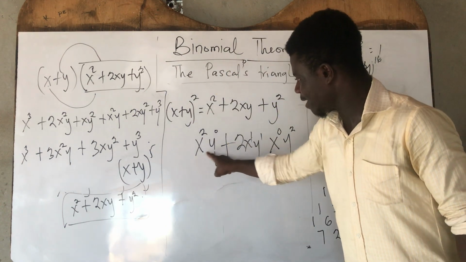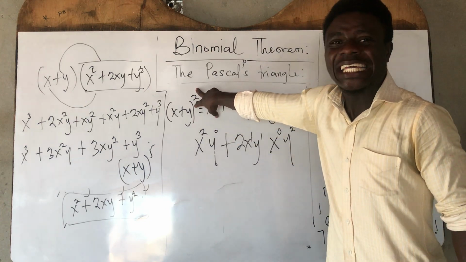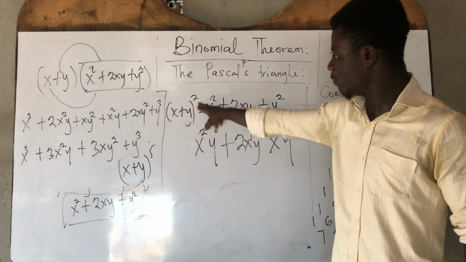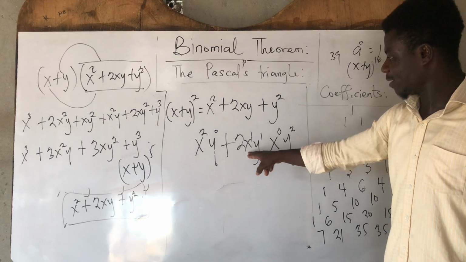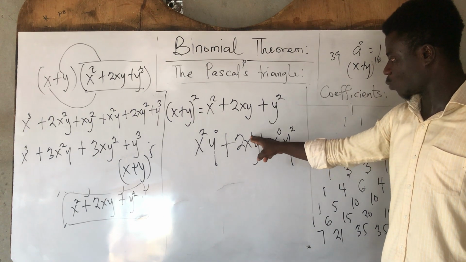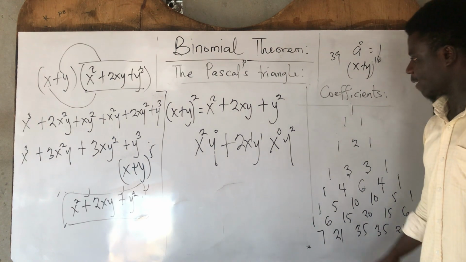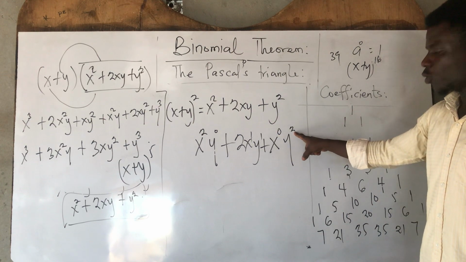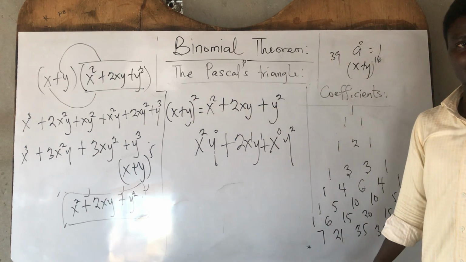Now, this term here, they are multiplying. If I add their powers, I have to get the same power here. So 2 plus 0 gives what? 2. Then here, if I add their powers, x and y, that's 1 plus 1, I get 2. Then here again, if I add this 0 to 2, so 0 plus 2, I have to get the same power here, which is what? 2.